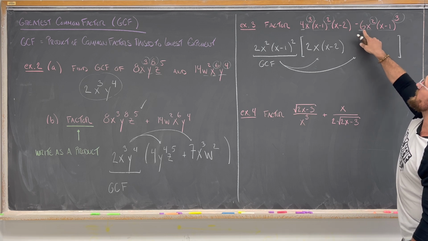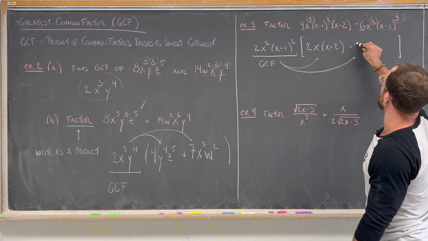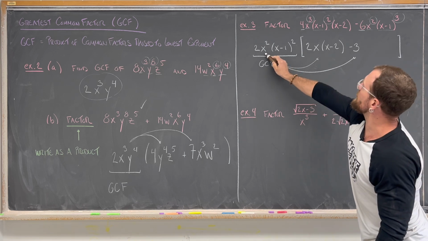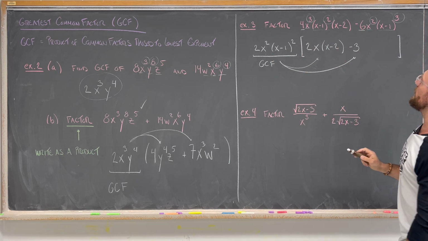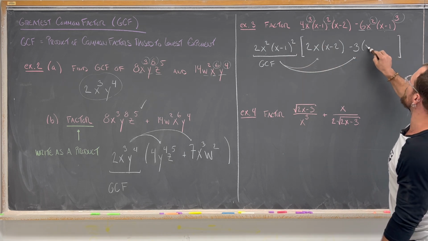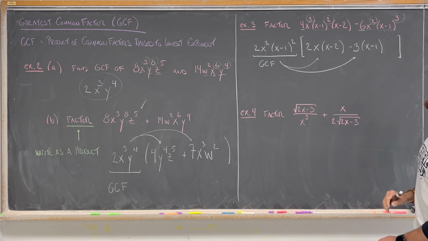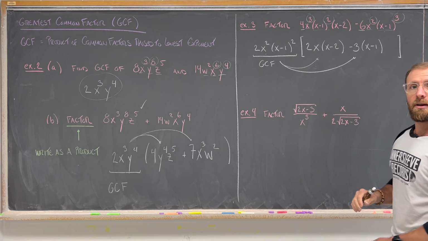Okay? What would you have to multiply this by to recover the second expression? Well, we need a minus 6, and we currently have a positive 2, so we need a minus 3. We have x squared, we need x squared. Good there. We have x minus 1 squared, we need x minus 1 cubed. We need an extra x minus 1. And that would recover the last term. So this has now been factored.